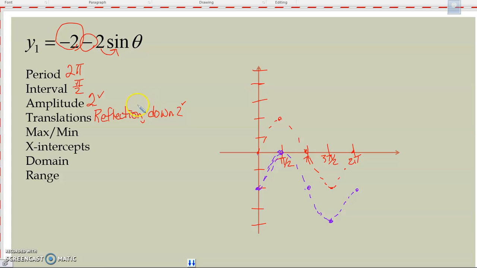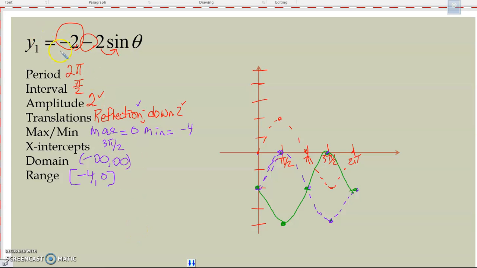Okay, and then we have to reflect. So that's usually the last thing I like to do. So the low point becomes the high, and the high point becomes the low. Okay, the midline does not change. So our graph, all that happened was that we took this purple graph and we flipped it over, and that's a reflection. So that now gives me a maximum of 0, a minimum of -4. So that's my range, -4 to 0. My domain is all real numbers. And I only had one x-intercept at 3 pi over 2.